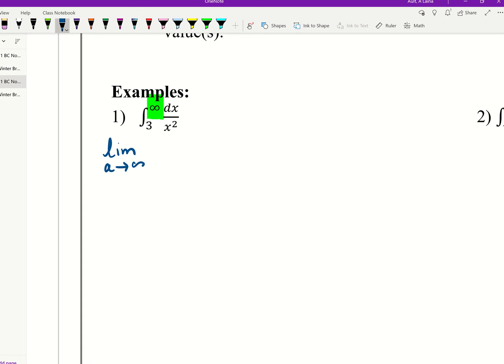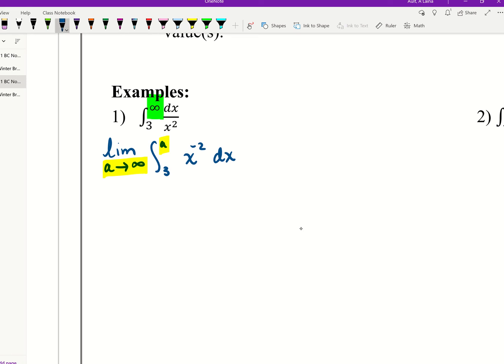As A approaches infinity of the definite integral from 3 to A of 1 over x squared dx. I'm going to write that as x to the power of negative 2 dx because I'm anticipating that when I integrate this, I'm going to use the power rule. That limit notation must be there. And so to write the limit, whatever variable you want to pick, I picked A, you're going to say as A approaches that previous limit of infinity.